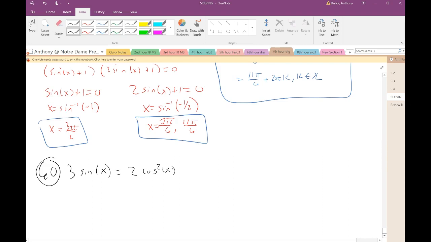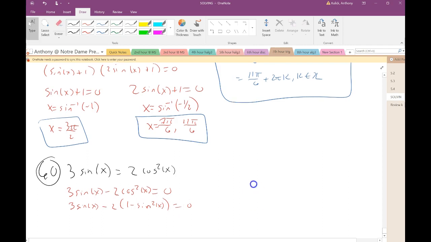I will start by observing that I probably want to subtract the 2 cosine squared over. But if I do that, there's no factoring I can do as this is currently written. Do you guys all observe that? So maybe there's an identity I can use. Hopefully you said, well, if I turn cosine squared into 1 minus sine squared, I can at least turn it all into the same trig function.